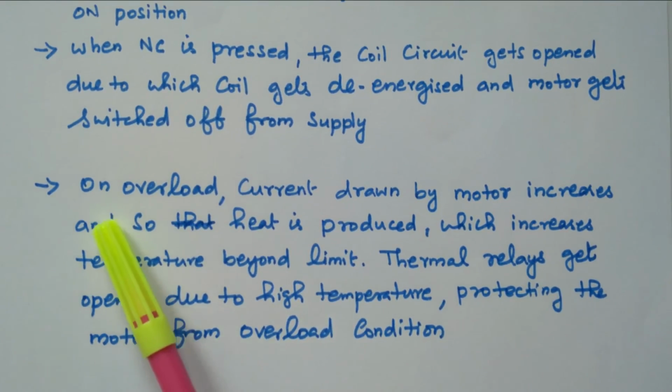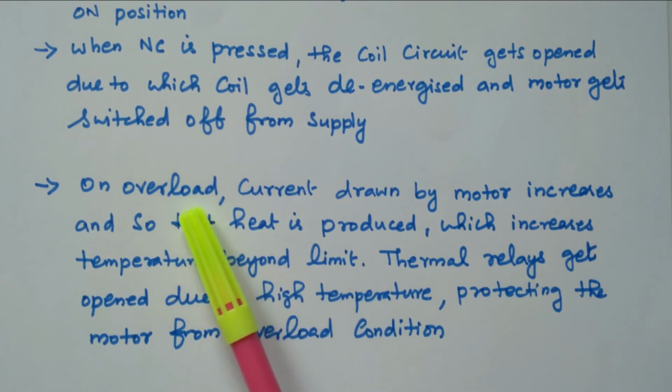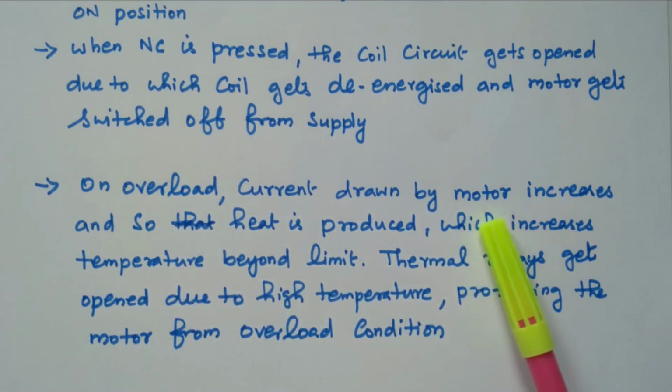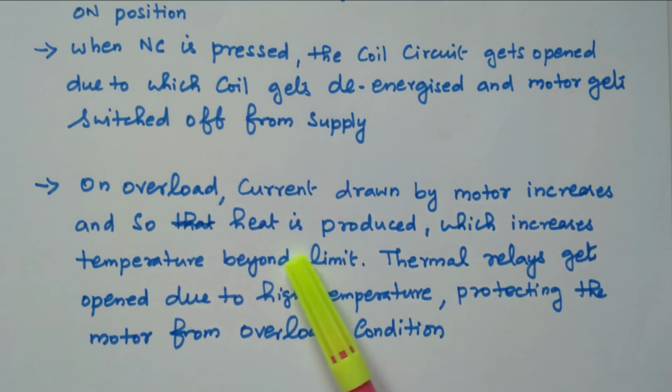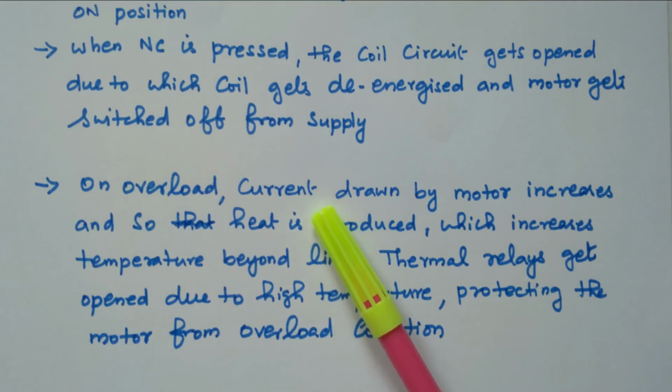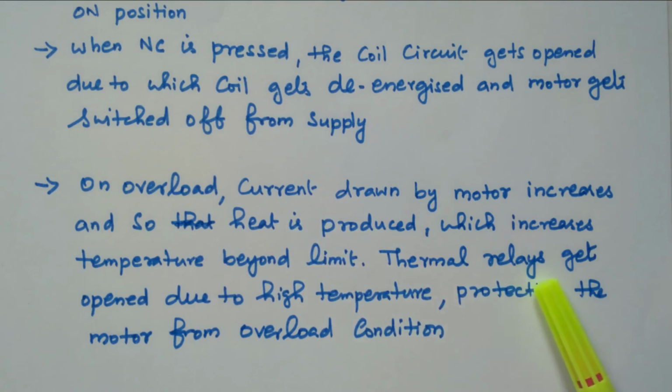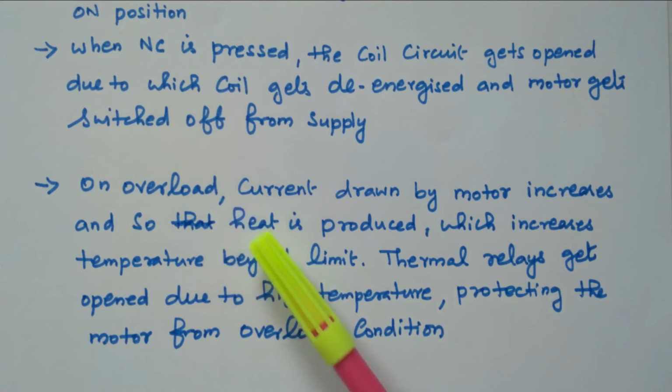Apart from that, during an overload, the current drawn by the motor increases, so heat is produced, which increases the temperature beyond the limit. So during the overload, more current will be drawn by the motor, so due to that heat is produced. So the thermal relay is available, the thermal relay gets open due to the high temperature, so it protects the motor from the overload condition, right. So during overload, we are using the thermal relay to disconnect the motor from the supply.